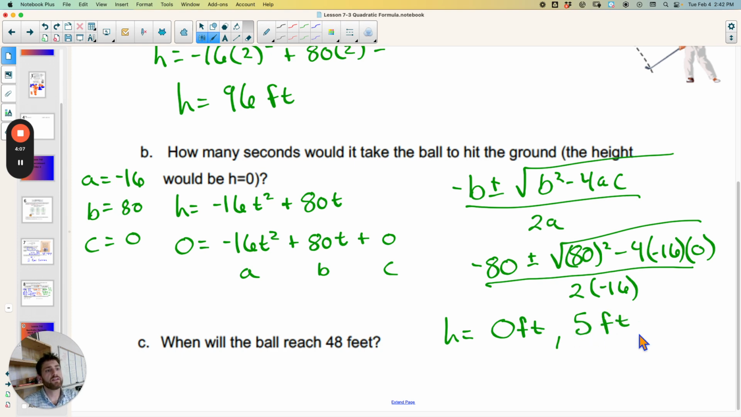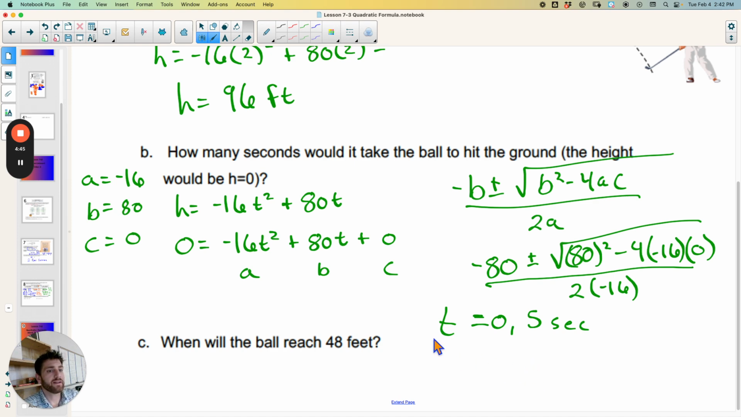So there's 2 places where the height is equal to 0. Oh, did I just do the wrong thing? Nope, I said height here and I meant, this is not right. So sorry. We solved for t because we plugged in 0 for h. So t, time, is going to be equal to 0 and 5 seconds. That is my bad on that one. Yeah, t is equal to 0 and 5 seconds.